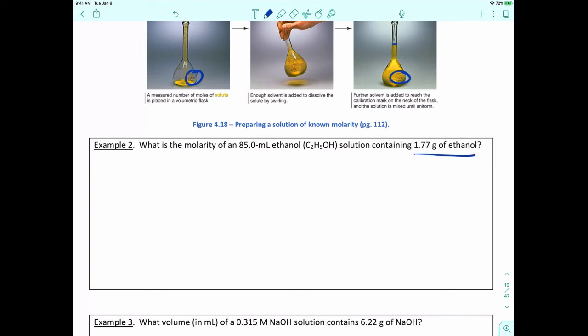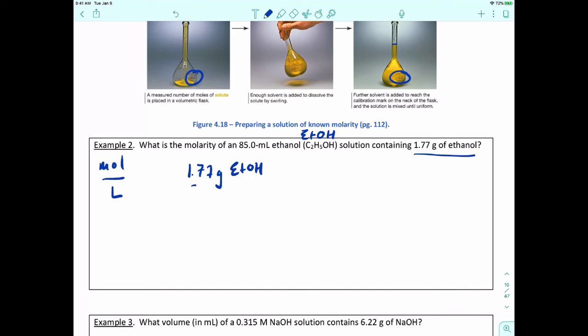In order to use molarity, again, molarity is moles per liter, we need to know how many moles of ethanol we have. So let's start with that. Let's convert from grams to moles. So you have 1.77 grams of ethanol, which I'm going to shorthand as EtOH.